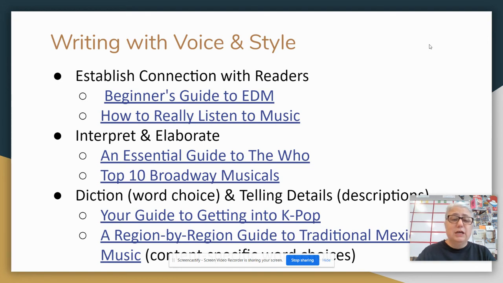And thirdly, you need to think about your diction, also known as your word choices, and your telling details. Those are your descriptions. And there are two examples there for you of guides that give some really interesting word choices and some really vivid descriptions to help readers gain a better understanding of the topic.